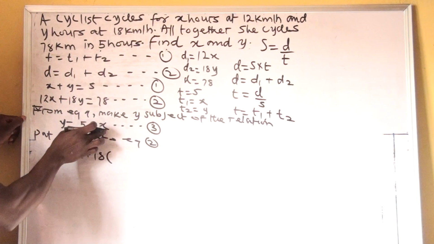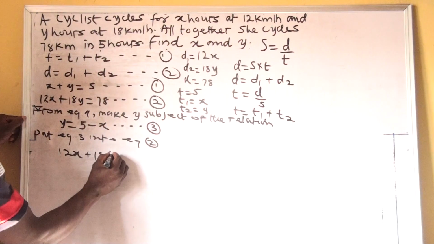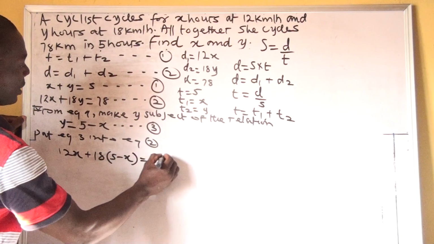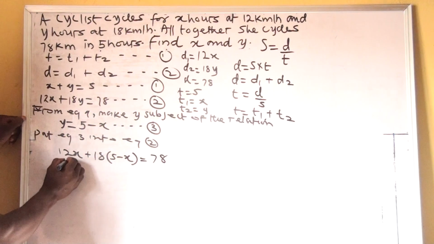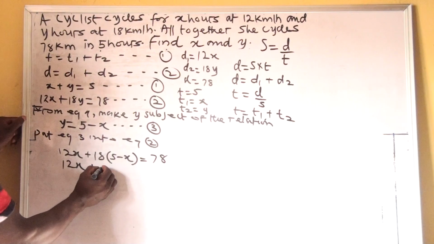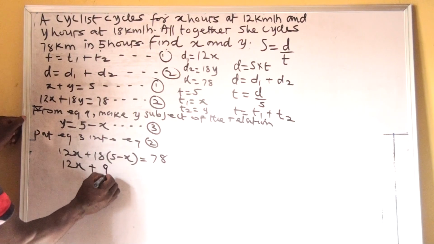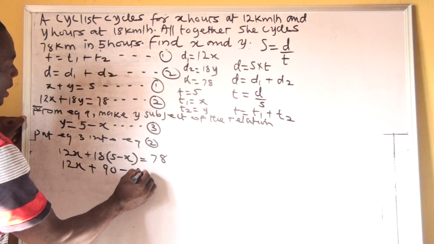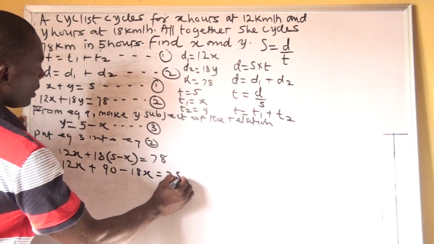And if we do that, this becomes 12x plus 18y. So y is now 5 minus x. So we multiply 18 by 5 minus x, this will give us 78. Okay, here we distribute 18 over 5 minus x. That will give us 18 times 5, that's 90. 18 times minus x is minus 18x, is equal to 78.